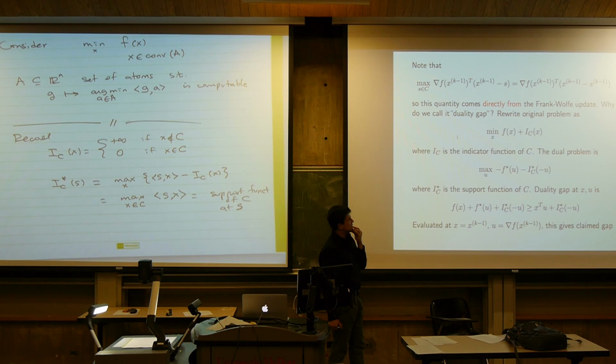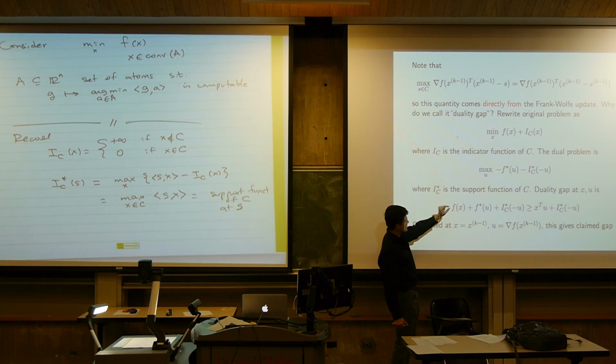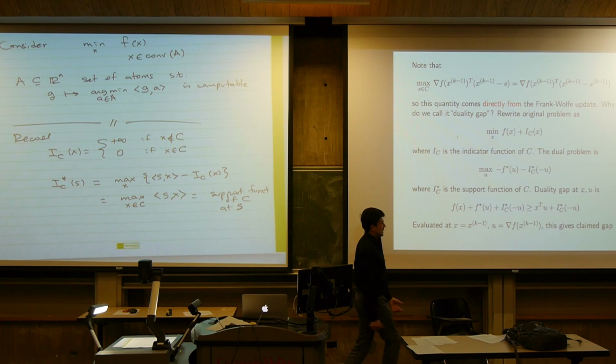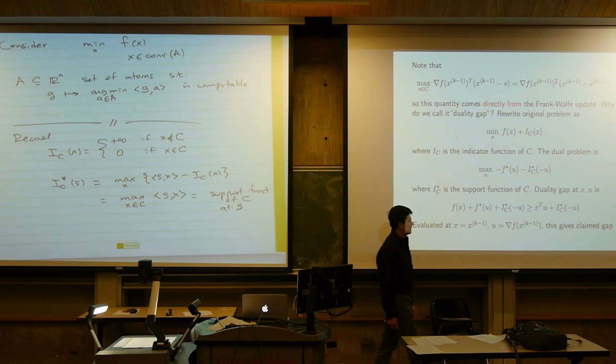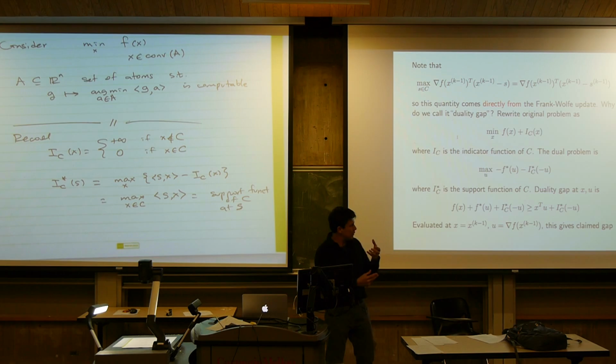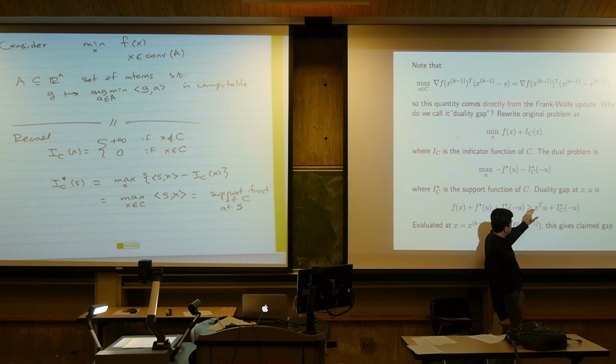If you look at the duality gap, take x in C, and the duality gap is this quantity on the left. If you use the Fenchel inequality, the sum of f and f star at x and u respectively is greater than or equal to x transpose u. Then we get that the gap between the primal and dual problems at x and u respectively is bounded below by this quantity here.